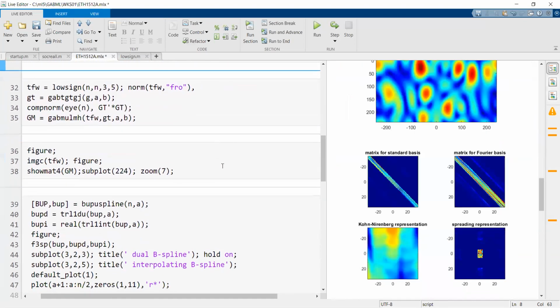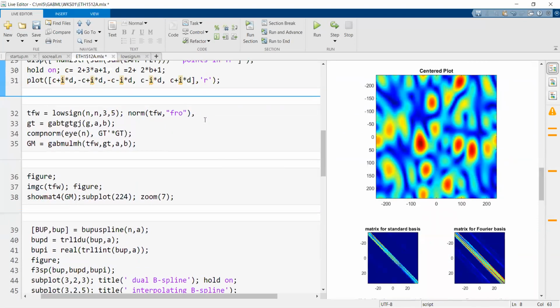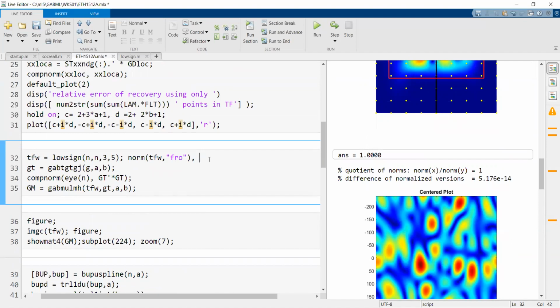Okay, now the next thing I wanted to show to you is the story with the Gabor multipliers. So let me see, yeah, the TFW is a weight function on the time frequency plane. So it's a time frequency weight. So it's a low frequency signal. So it's a smooth function of 2 variables of format n times n with maximal frequency in the horizontal direction of 3 and vertical frequency direction of 5.